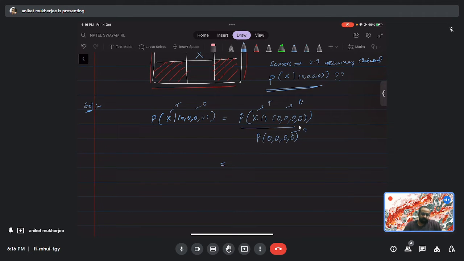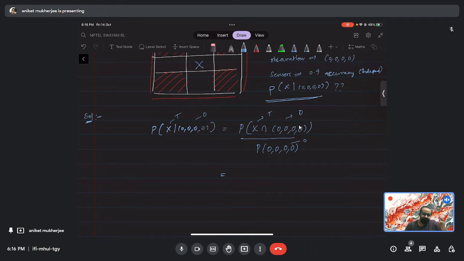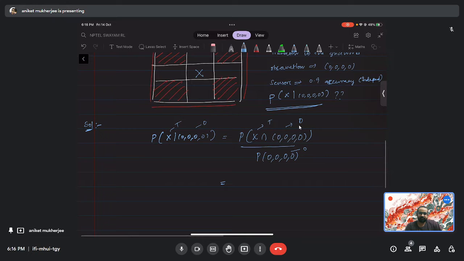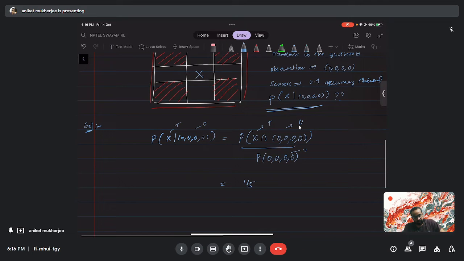Now, what is the probability that the true state is X? What is the probability that I land in X? 1 by 5. Okay, and now I have landed at X. What is the probability that my observation matches the true state? 0.9. No, every sensor has 0.9 accuracy and each sensor is independent.